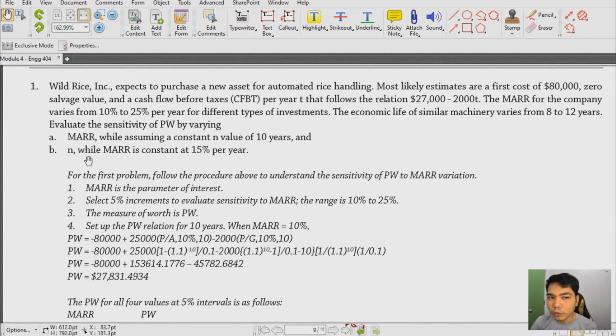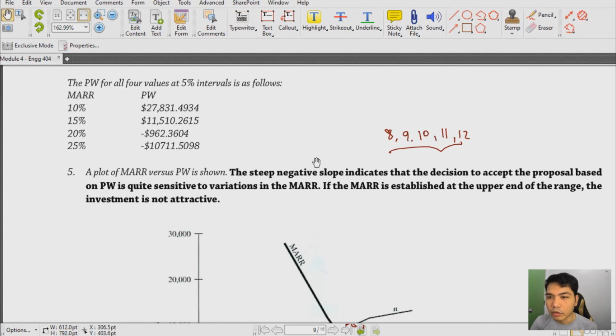So what if we do letter B and then we try to make the MARR constant and then gawin natin is yung n natin naman babaguhin natin. So since 8 to 12 lang to, mabilis lang yan, hindi kayo kailangan mag-increment siya ng 2 units kasi parang 8, 9, 10, 11, 12 lang. So you just have to compute parang 5 years lang yan. So, you can do that.